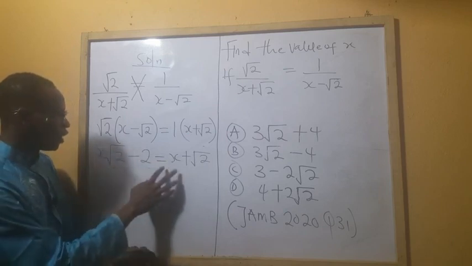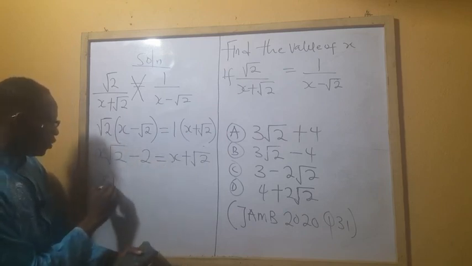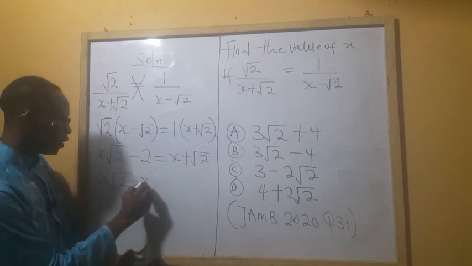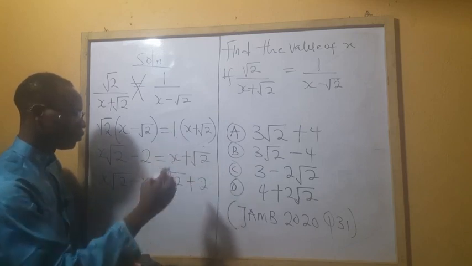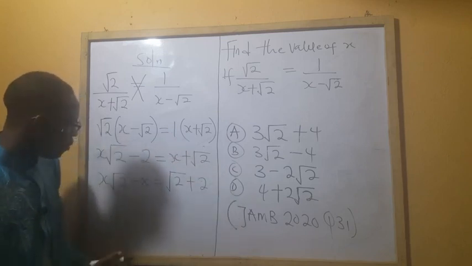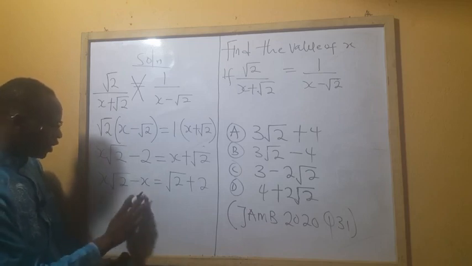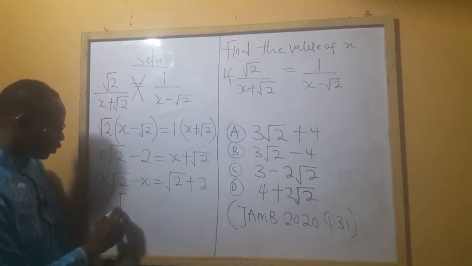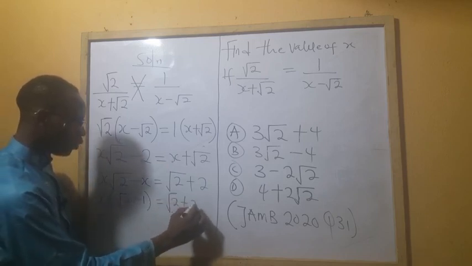So we collect like terms by bringing x together. So we are going to have an expression like this: x root 2 minus x is equal to root 2 plus 2. Are we together? So from there now, x is common to these guys here. So we factorize x bracket root 2 minus 1 is equal to root 2 plus 2.